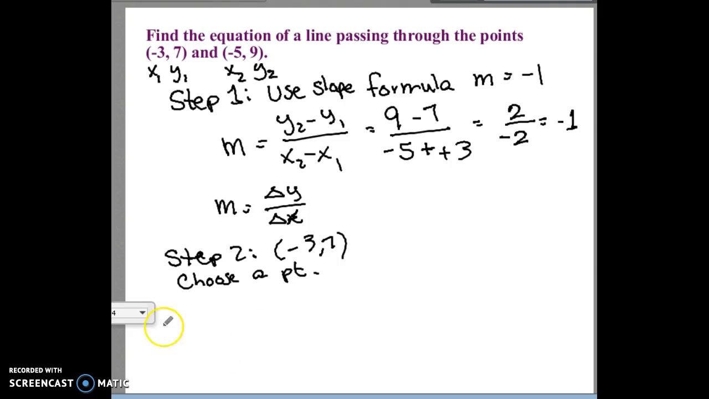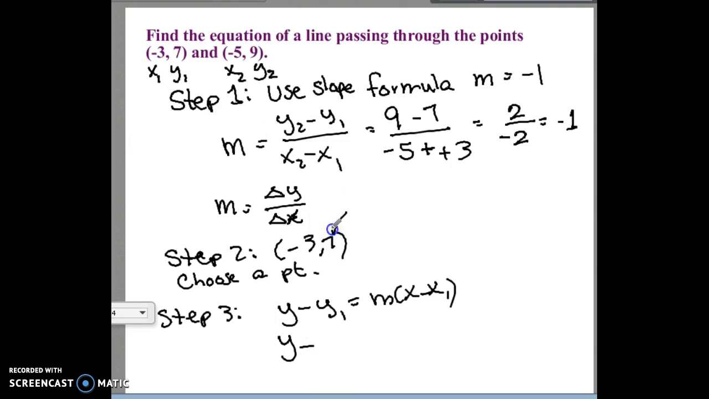So now that I've chosen a point, step 3 is to fill this information into the point slope form of the equation. It's y minus y sub 1 equals the slope times x minus x sub 1. My y sub 1 is 7, so I have y minus 7. My slope is -1. X minus my x sub 1, which is -3. Again, ding, ding, ding: minus negative becomes plus positive. So I have y minus 7 equals -1 times x plus 3.